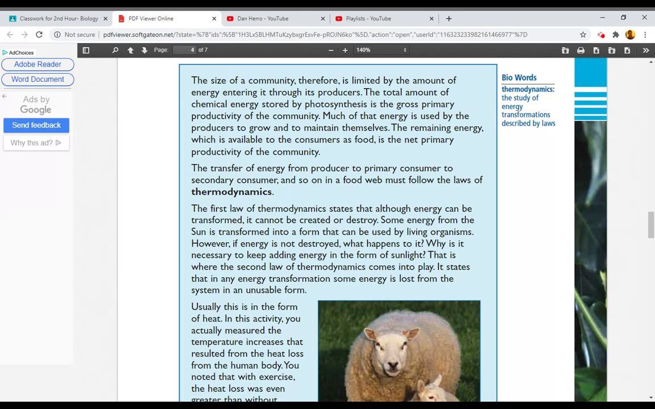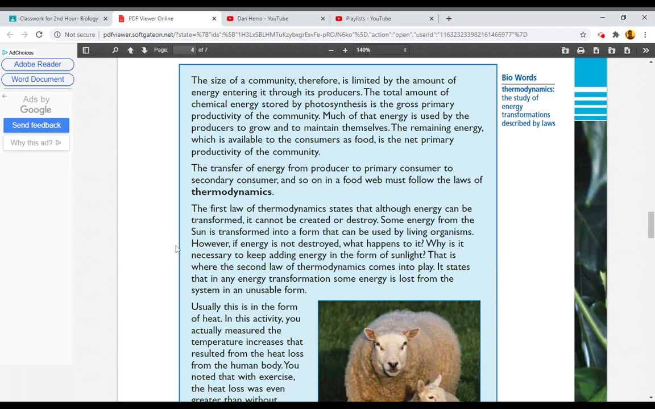The transfer of energy from producer to primary consumer to secondary consumer and so on in a food web must follow the laws of thermodynamics. The first law of thermodynamics states that although energy can be transformed, it cannot be created or destroyed. Some energy from the sun is transformed into a form that can be used by living organisms.